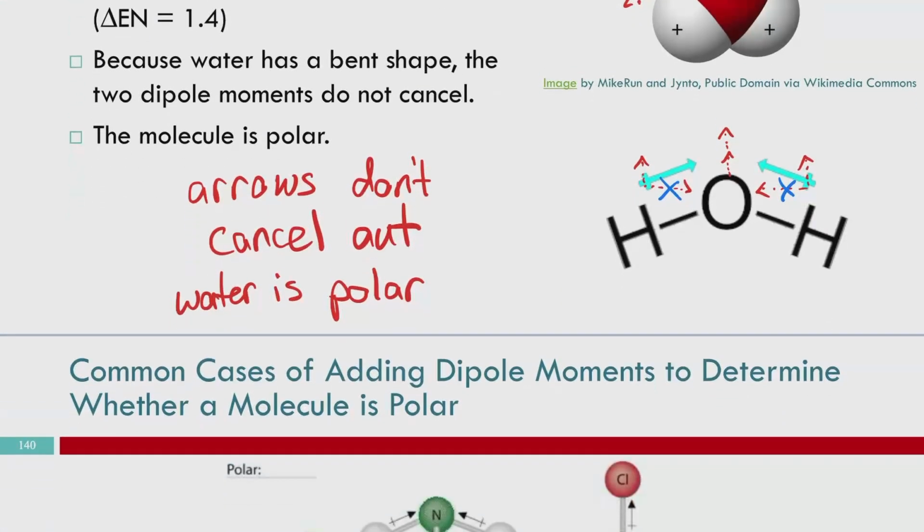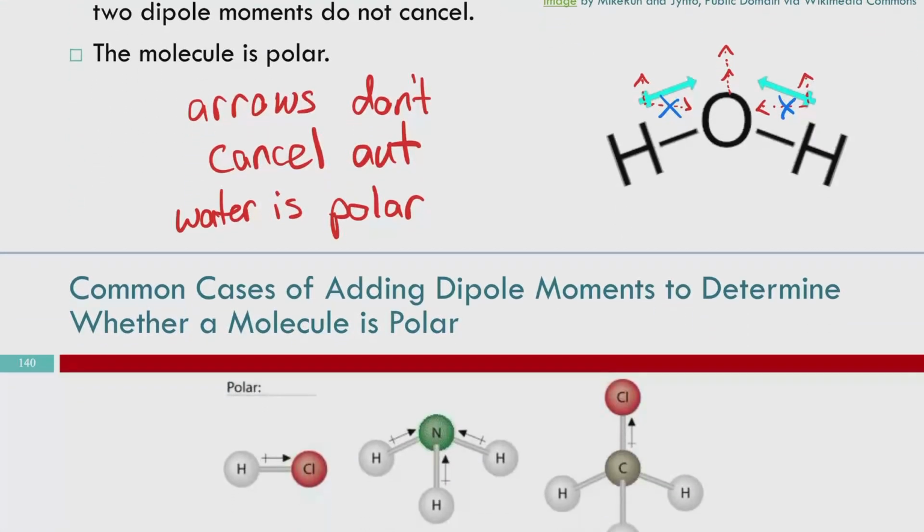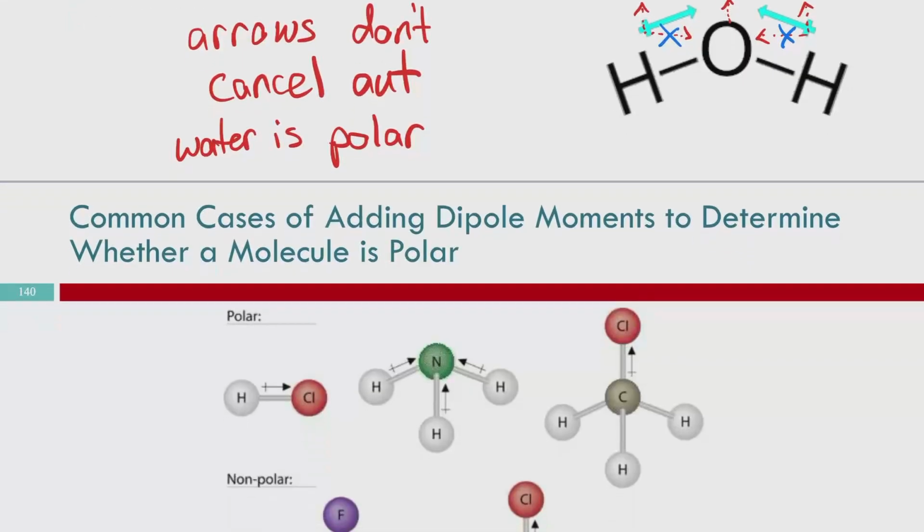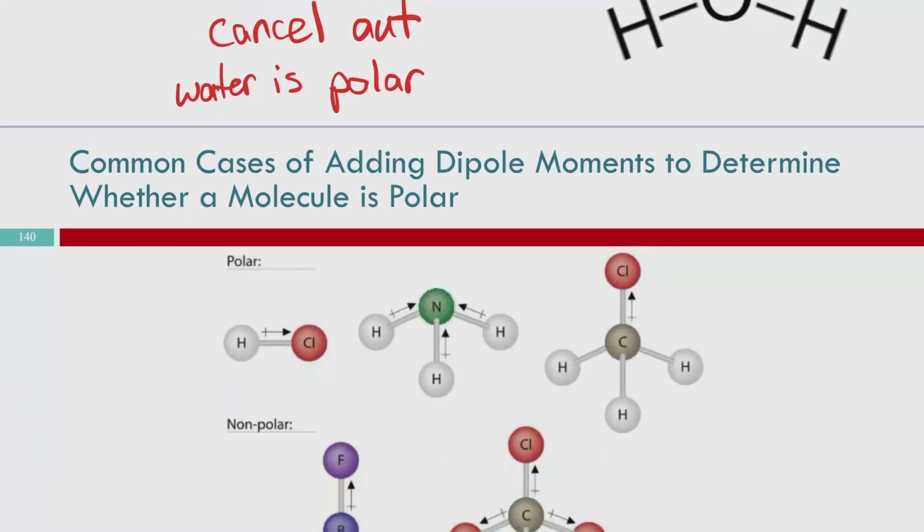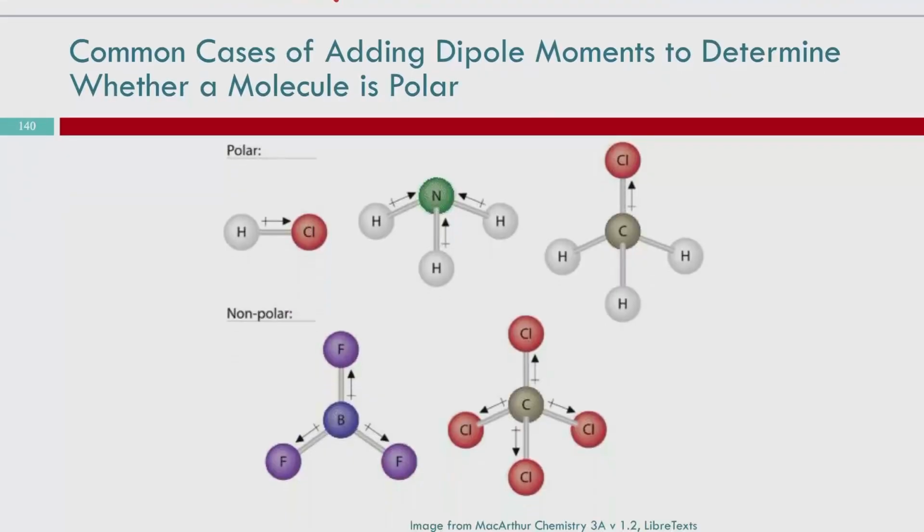Overall. Here are some common cases of dipole moments adding together. We've got some examples of things that are polar on the top. So we've got a diatomic compound with a polar bond. That one's always going to be polar. We've got this shape, which is trigonal pyramidal.